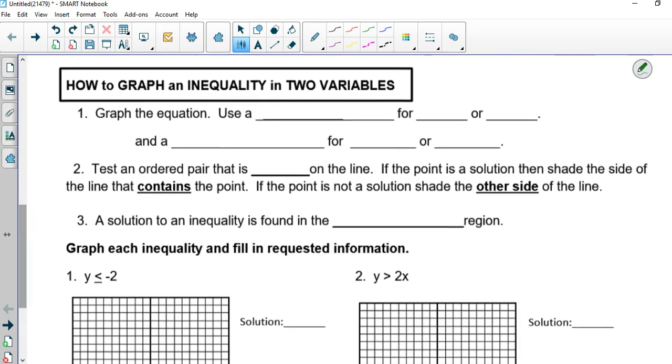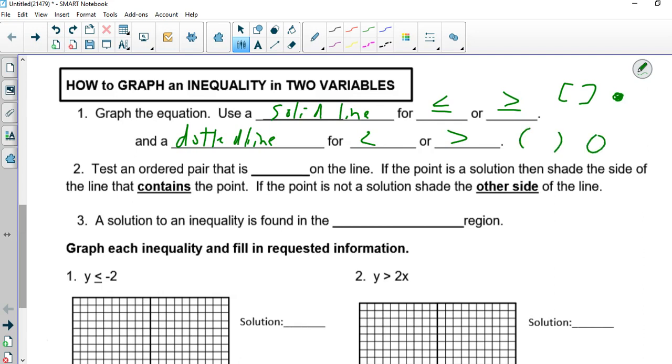So remember, we're going to use a solid line for less than or equal, greater than or equal. Remember, earlier we used brackets and dots. These all go together. And we're going to use a dotted line for less than, greater than. This is where it's really important to use pencil. And remember, before we used parentheses and an open dot. Those go together.